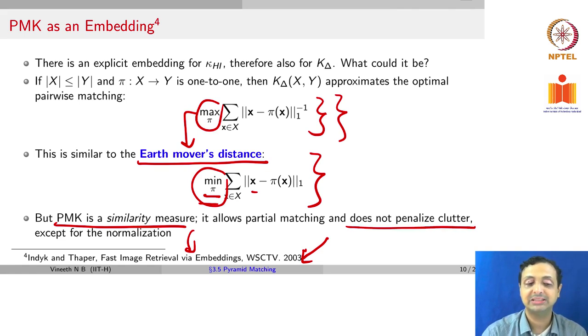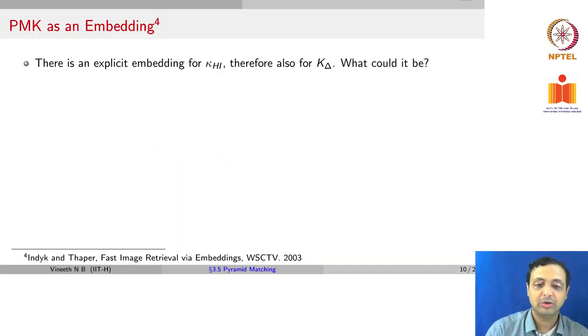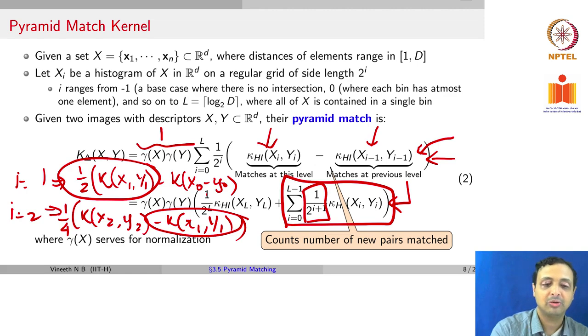it does not penalize clutter except for the normalization. By that, what we mean is it's possible that many features could be congregated in a certain section of your entire R^d space, and you're not going to penalize it, because that would just increase the histogram intersection count in a particular bin, and so on. There's no penalization for that. The only penalization that you could have is the normalization factor that you may be having in your kernel definition.